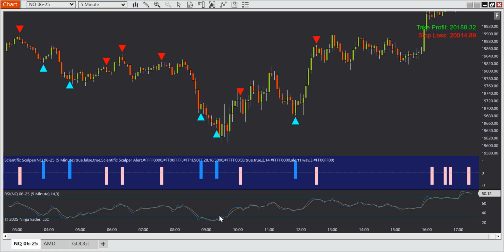And so that's just another great one to only take that confirmation. Again, the two-part for the Scientific Scalper, and then something like an RSI or maybe even some other oscillator indicating oversold or overbought will work great. And so when those line up, as we see here, worked out perfectly.